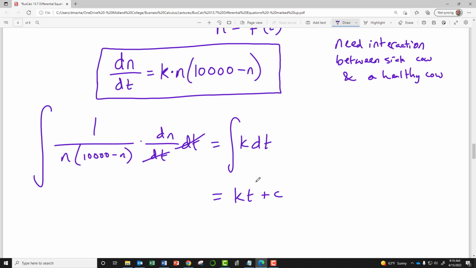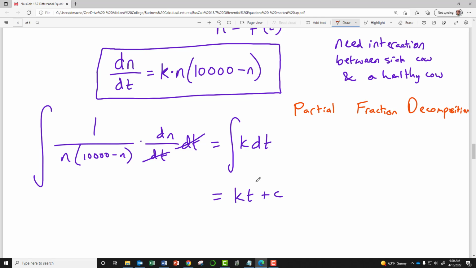Now on the left side, if you want to take this antiderivative, it's going to require a technique called partial fraction decomposition. And hopefully you saw this in your algebra class or in your math for business class. If you haven't, that's okay. I don't think that I'll be including this on an exam or anything, but we're going to do it really quickly here to get to our interesting result.